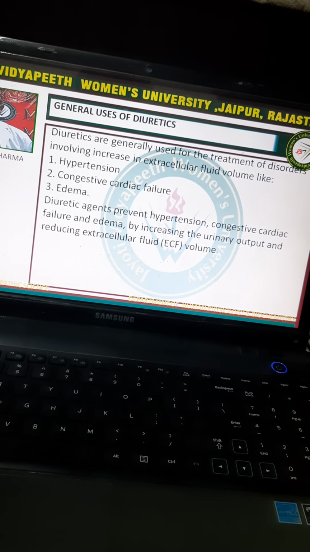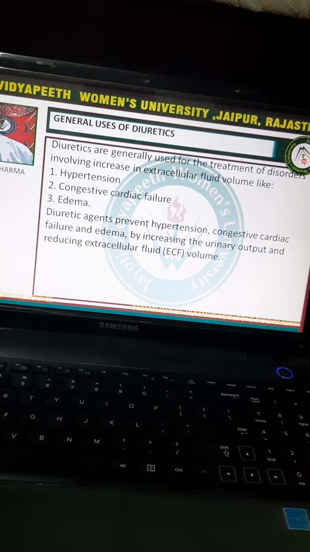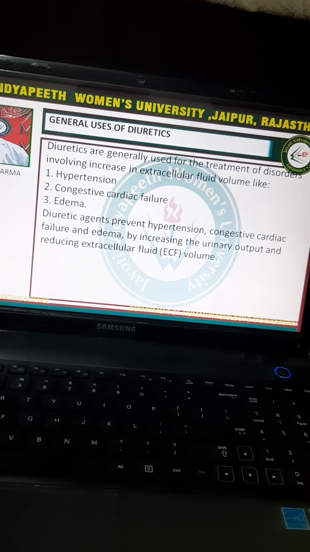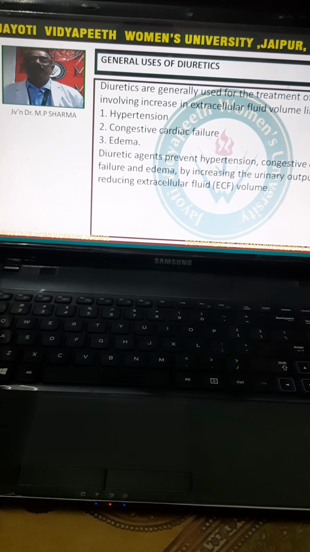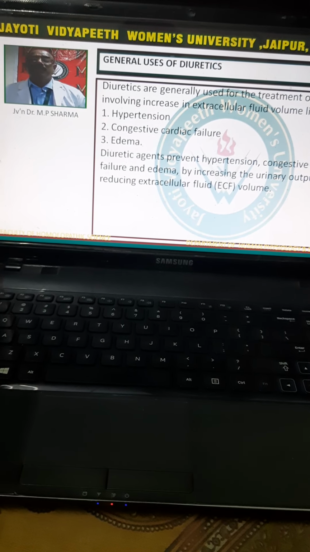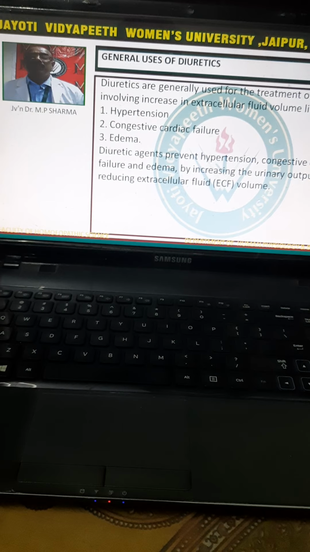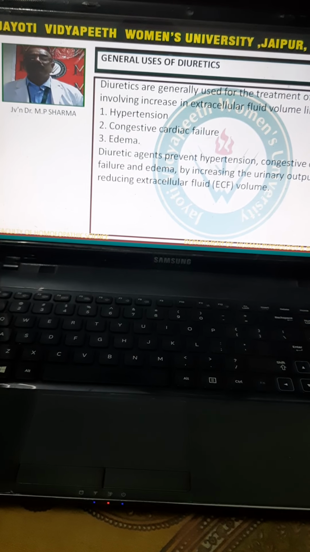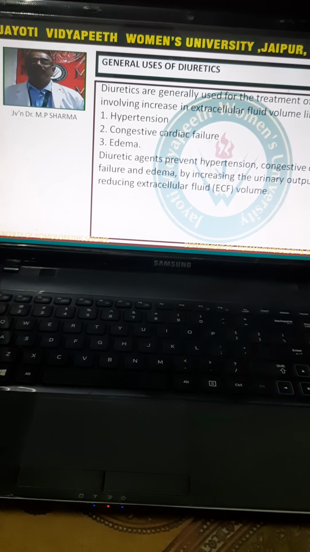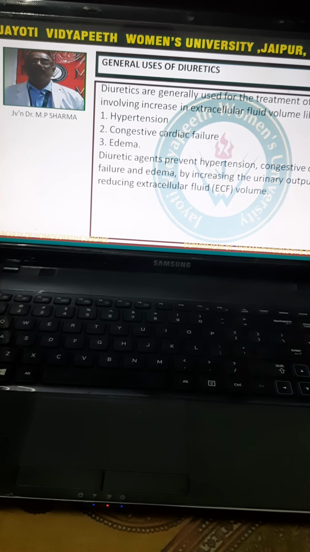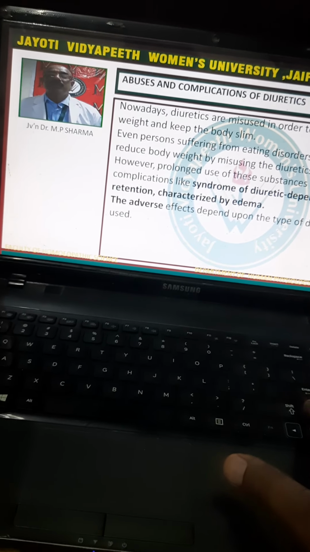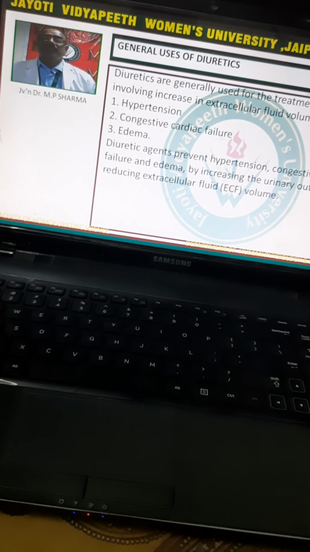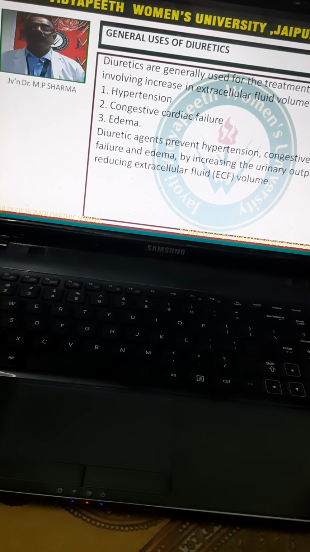General uses of the diuretics: they are generally used for the treatment of disorders involving increase in the extracellular fluid volume, like hypertension, CCF (congestive cardiac failure), and edema. Diuretic agents prevent hypertension, congestive cardiac failure and edema by increasing the urinary output and reducing the extracellular fluid volume.